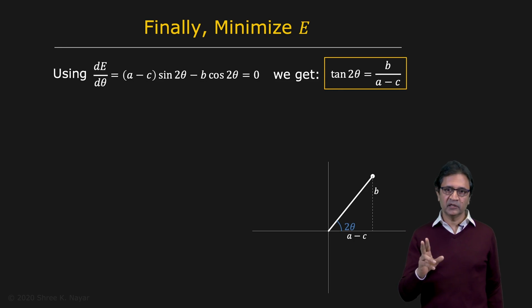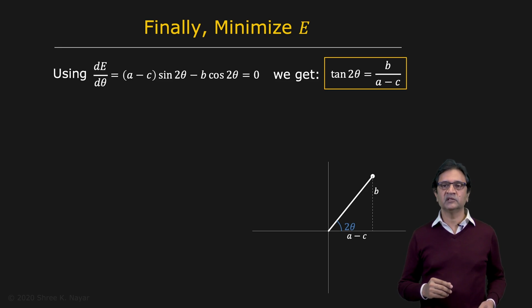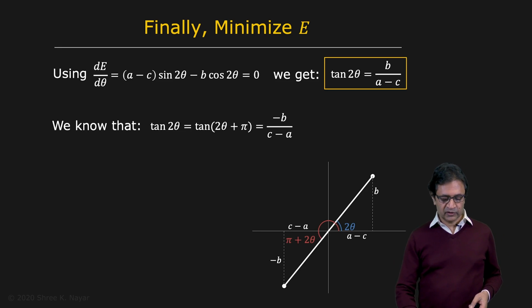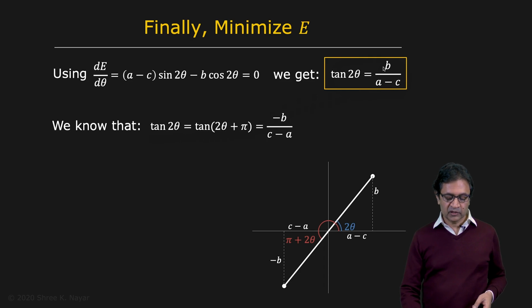Now we have to be a little bit careful here. One might assume that you found theta, but it turns out that there are two solutions for theta that come out of this expression right here. And that's because tan 2 theta is equal to tan 2 theta plus pi. What that means is that if you took this expression right here and you multiplied the numerator and denominator by -1, that still would give you the same value. And therefore, there are two solutions to theta.